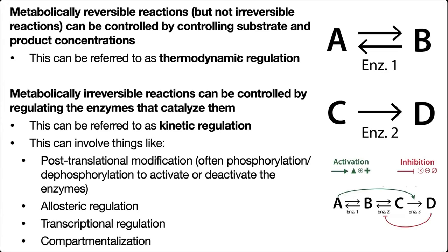So how do we regulate these enzymes? This can involve regulating the protein itself, so often via phosphorylation or dephosphorylation to activate or deactivate them. We already saw that when we were talking about biosignaling, and we saw how we could have those phosphorylation cascades that were going to activate kinases that activated other kinases that activated other kinases. Similarly, we can activate and inactivate various enzymes in metabolic pathways.